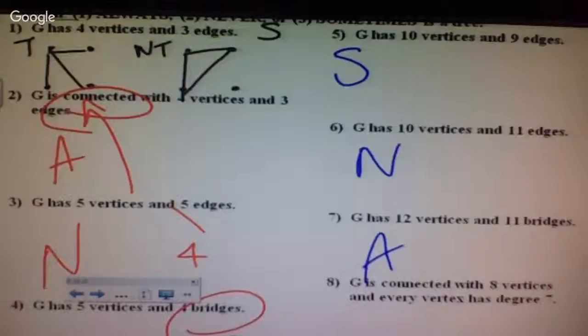Connected with 8 vertices, and every vertex has a degree of 7. Never. And you only have one line. Awesome. This one is going to be a never. Think about what degree of 7 means. That means 7 lines coming out of a dot. Every dot has to have 7 lines coming out of it. Remember, we said they're only bridges, they had to be bridges. So this one is going to be a never.